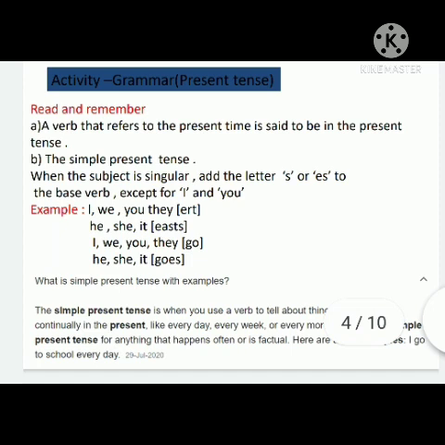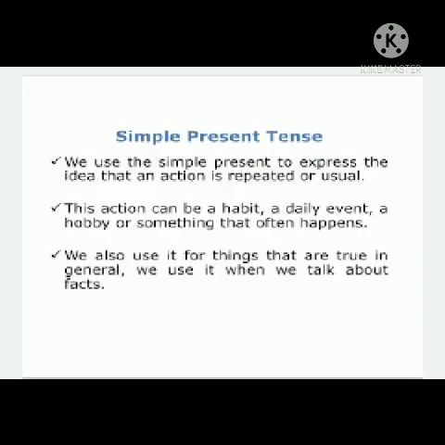For the it pronoun, we have to add es to the verb. So this is a simple present tense. Why? Because this is a universal truth. Regularly the sun rises in the east only, not in the west. So let us move to the next part. I hope you all understood this simple present tense, guys.